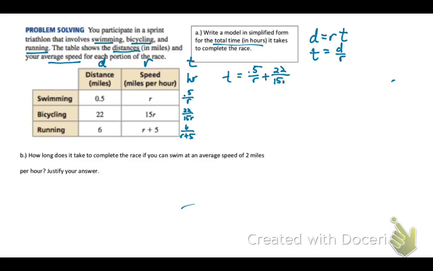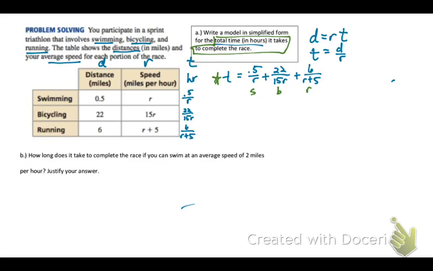So that first expression is the time that it takes you to swim, and then the second one is the time that it takes to bike, and then finally the time that it takes to run. So that's our first answer. That's a math model, an equation for time in terms of the information that we've been given.